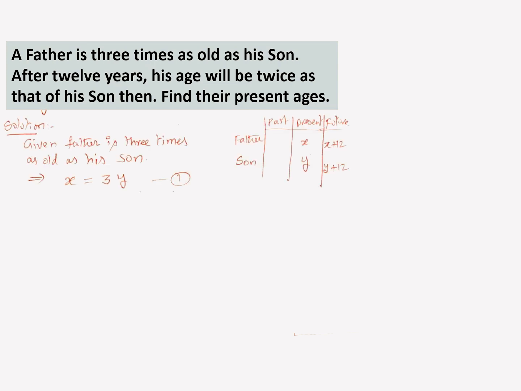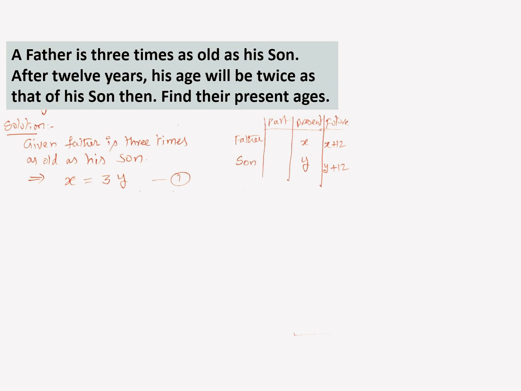For example, in this case, you can take father and son ages. The present ages you can consider as x and y. A father is 3 times as old as his son, that is the present. After 12 years, the future is given, so you also write the ages. What would be the ages? x will become x plus 12 and y becomes y plus 12.